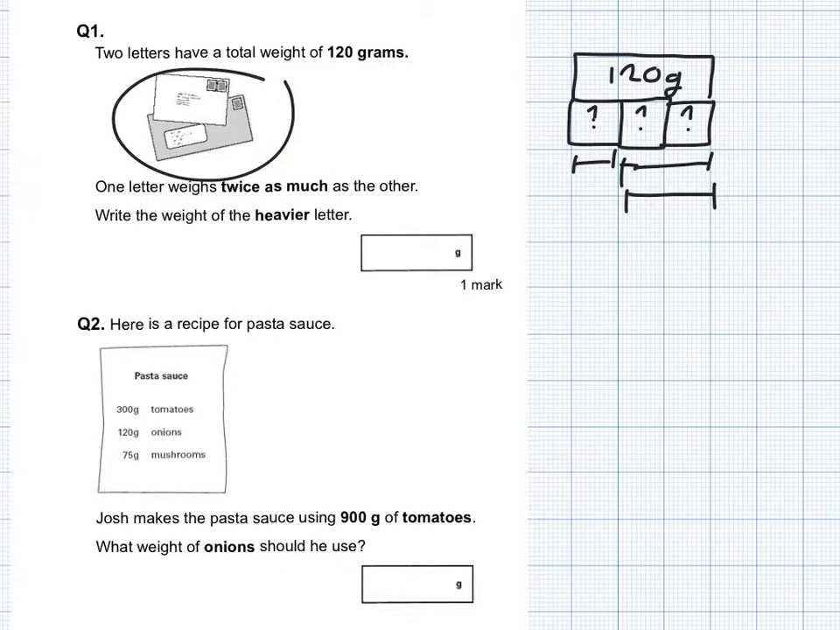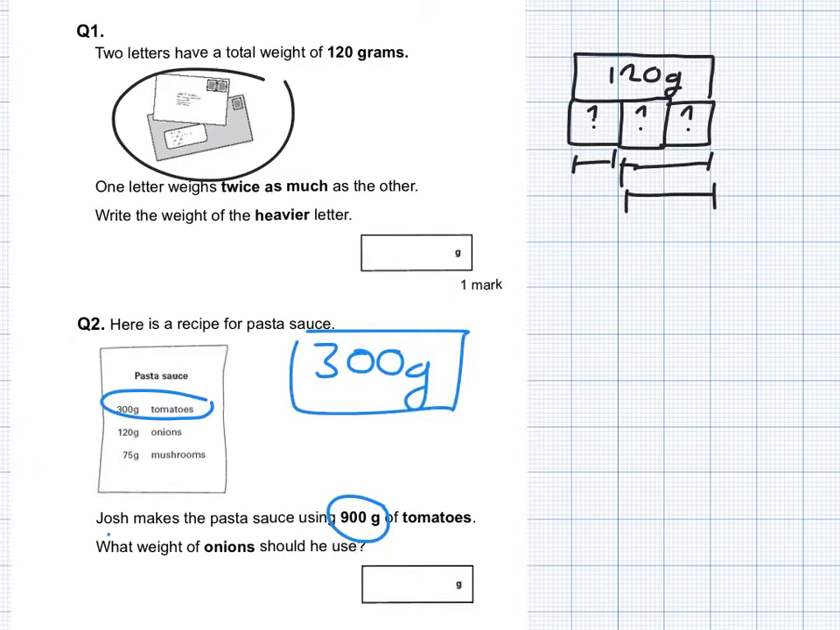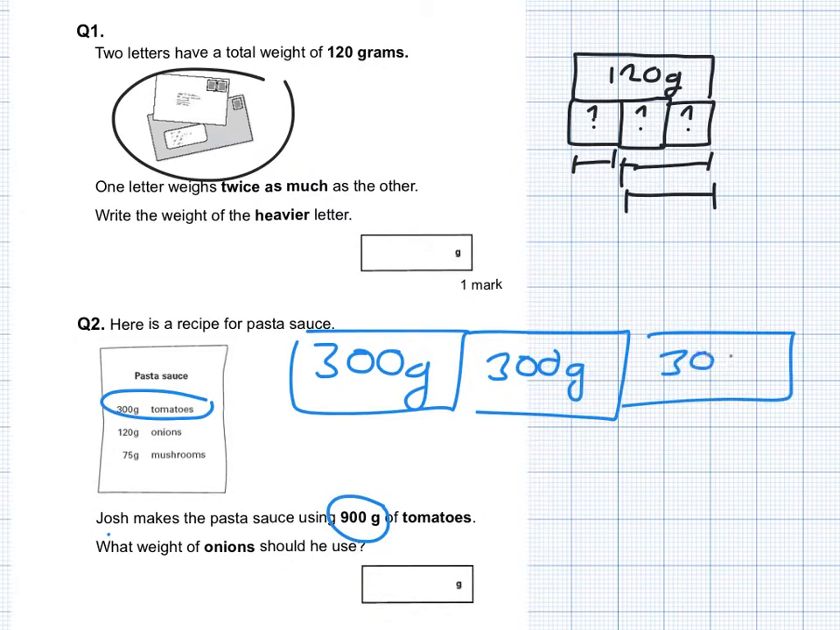Second one, here is a recipe for pasta sauce. Josh makes the pasta sauce using 900 grams of tomatoes. What weight of onions should he use? So I need to look for tomatoes. Now the recipe has 300 grams of tomatoes in it, but he doesn't use 2 lots of 300 grams. He uses 3 lots of 300 grams. He uses 900 grams. So hopefully you should be able to see by that you have multiplied the amount of tomatoes by 3.